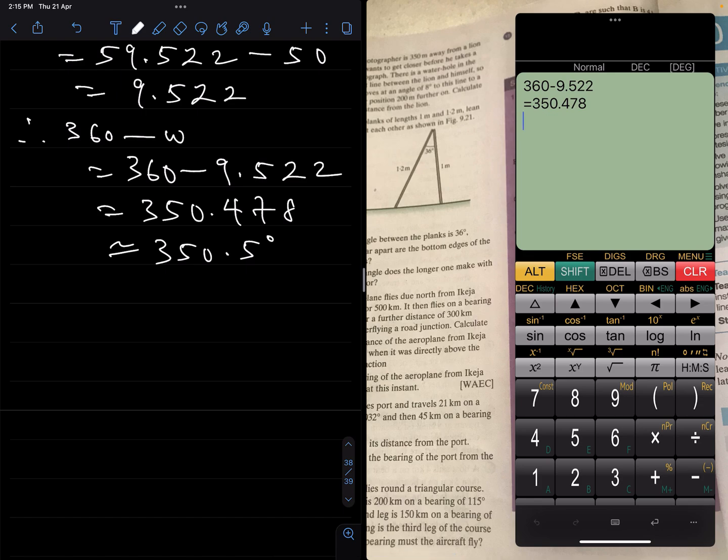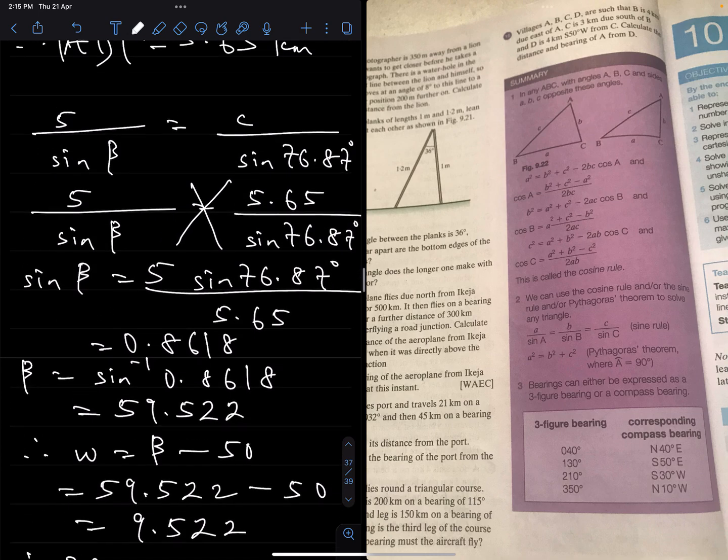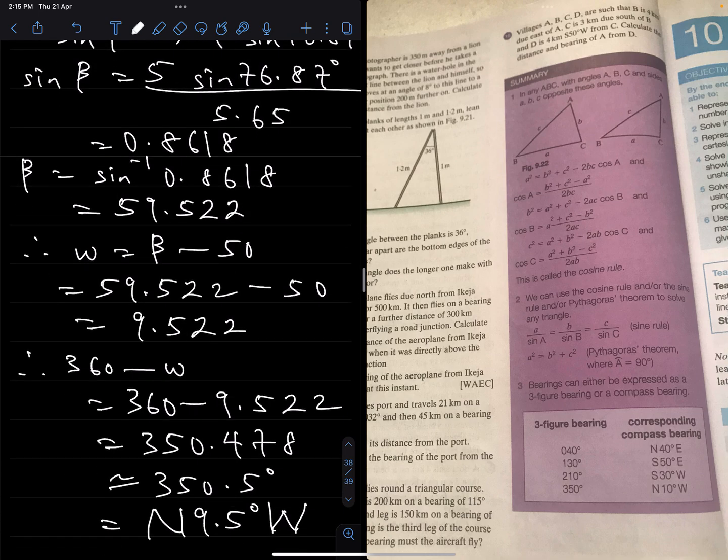And that's it, very, very simply. You can also write this as north 9.5 degrees west. It's the same as north 9.5 degrees west. So that's it. This was kind of long, but hey, it's a good thing you understood it.